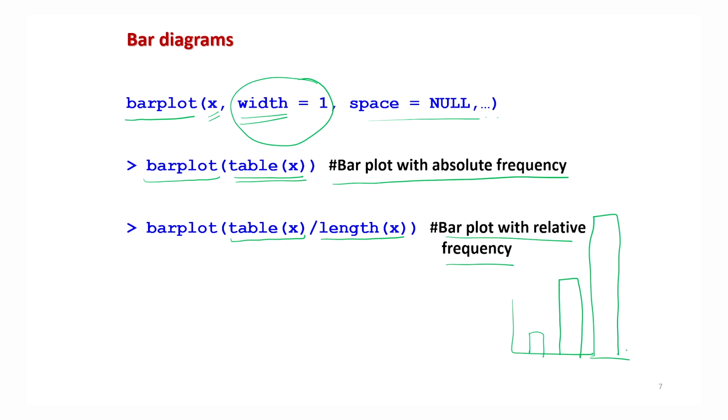So in such a situation, it is better to make a plot with relative frequency, so that the upper limit here is 1, and this may look like this actually. So this may look here like this.